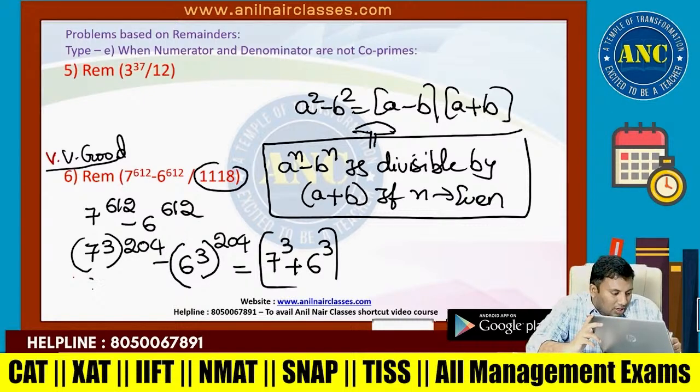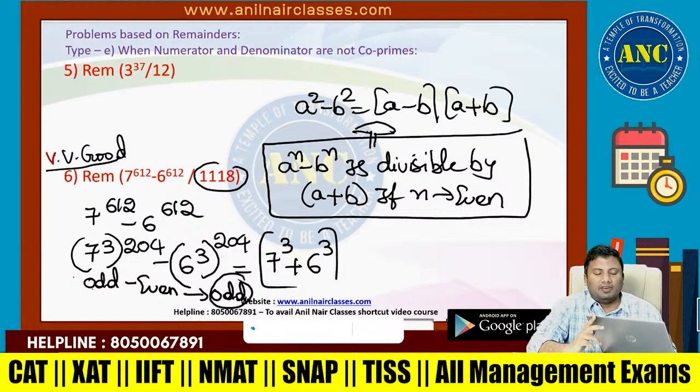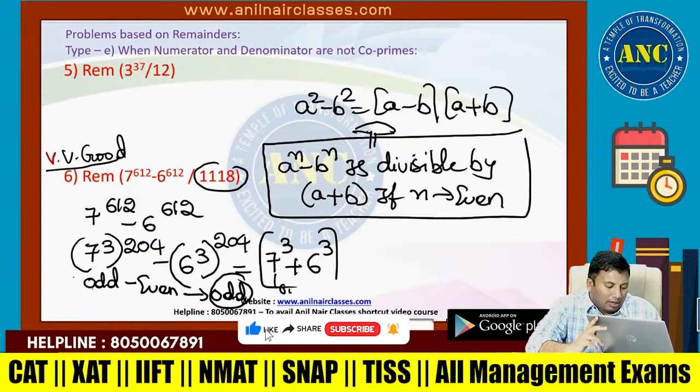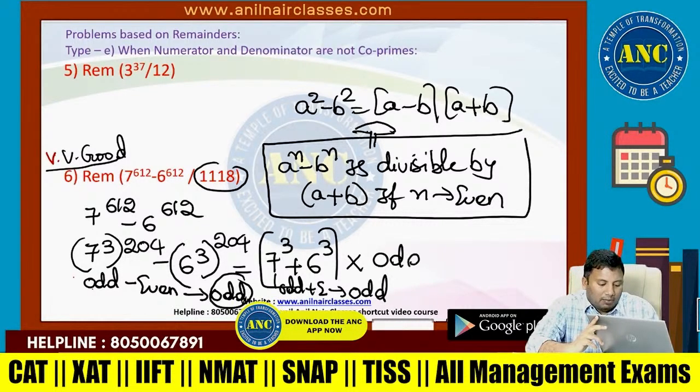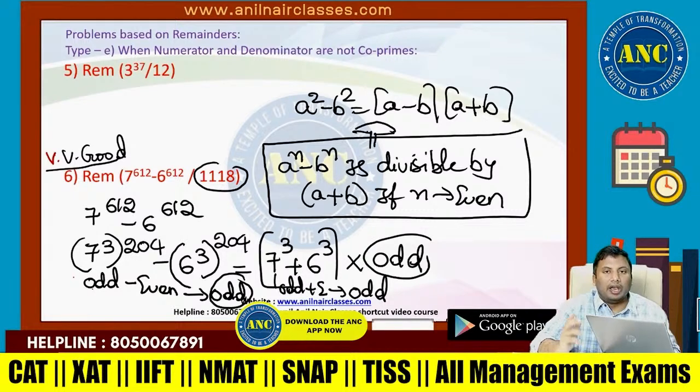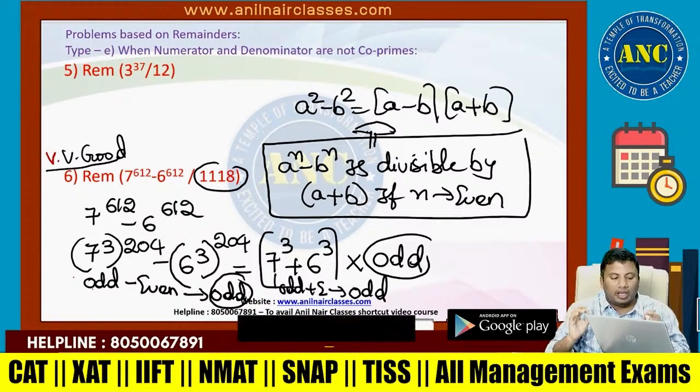This is an odd number. Odd power any number is odd. This is an even number. Odd minus even is an odd number. Odd number, 6 is an even number. Odd plus even is an odd number. So the remaining number will be odd. I hope you understood why I wrote like this.